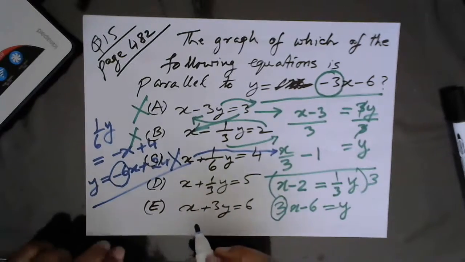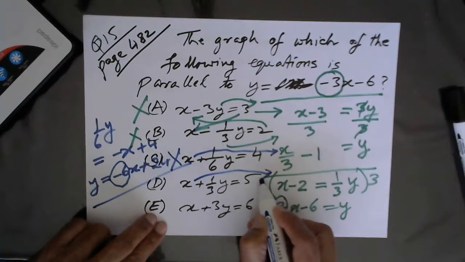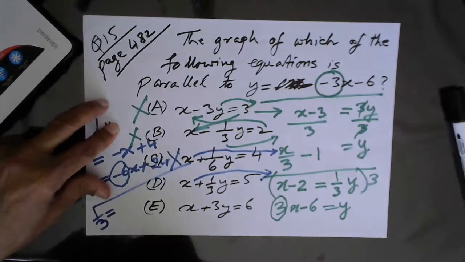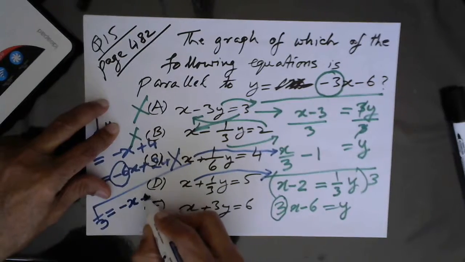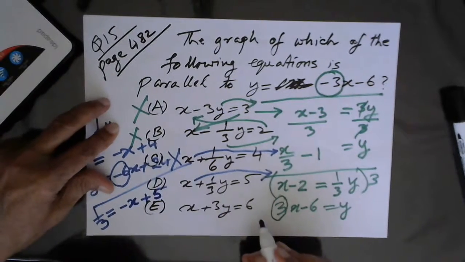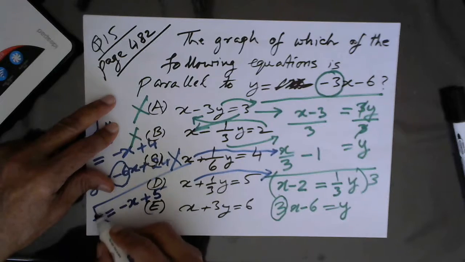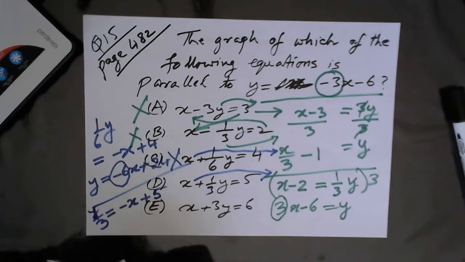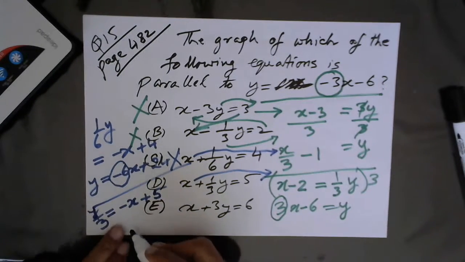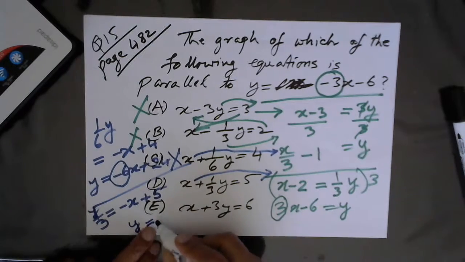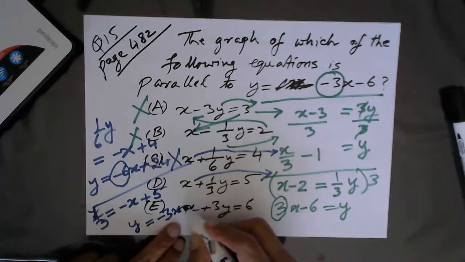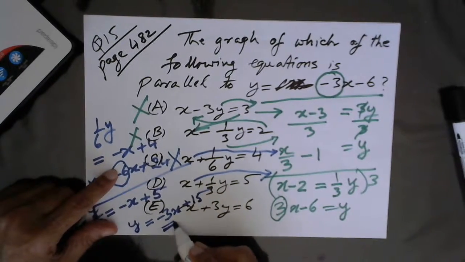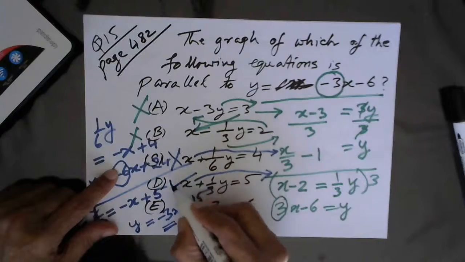Please look at this. I am transferring x to the right and I will get 1 upon 3 y is equal to minus x plus 5. Okay, and this is 1 upon 3 y, or I can write y upon 3. I multiply both sides by 3 to get rid of this 3. So I will get y on the left hand side is equal to minus 3x plus 15. Okay, now this slope is minus 3, so D is the answer.